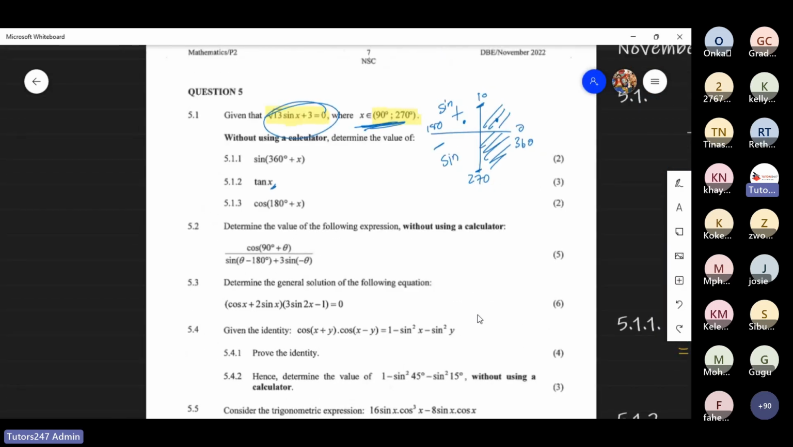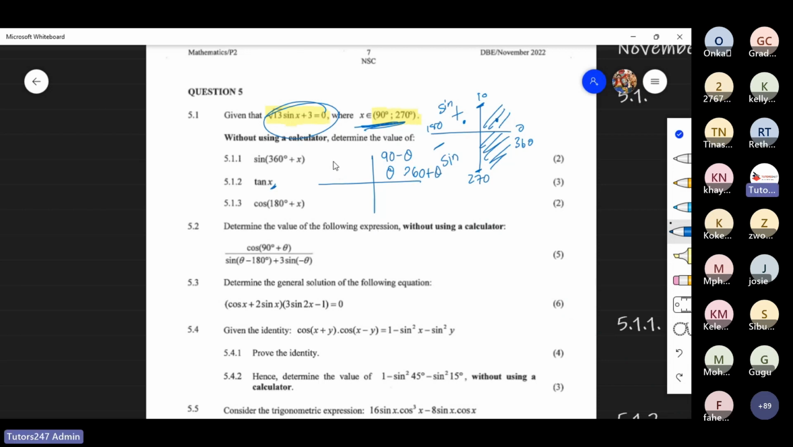Next, we have question 5.1.3. We've got cos of 180 plus x. Now, something important, 180 plus x. We need to identify what quadrant that is in. So if you think back to our CAST diagram, in quadrant 1, we had theta, 90 minus theta, and we had 360 plus theta.